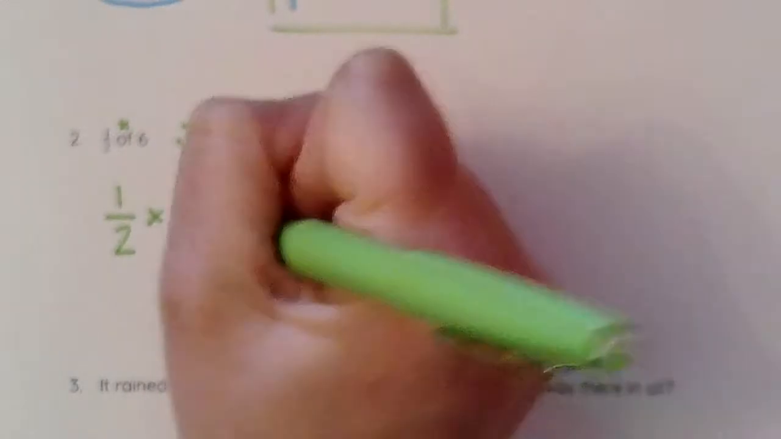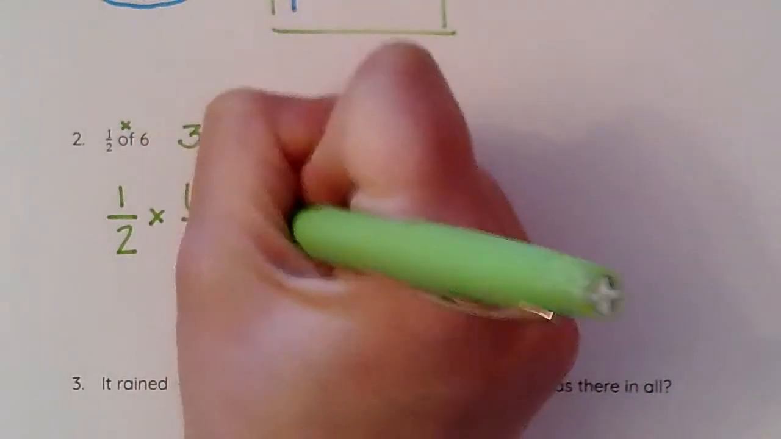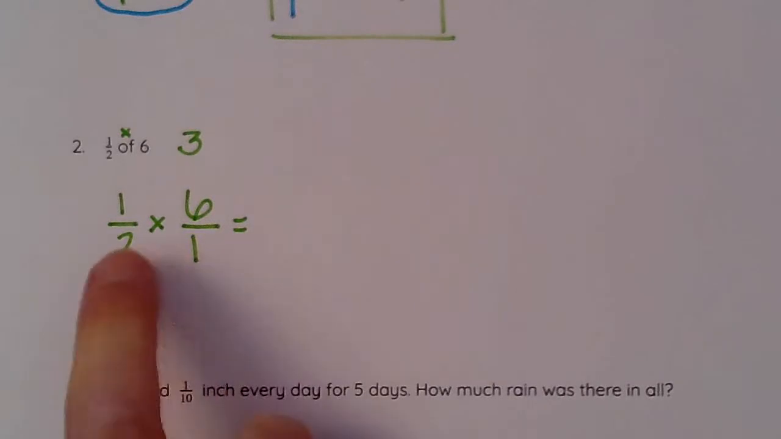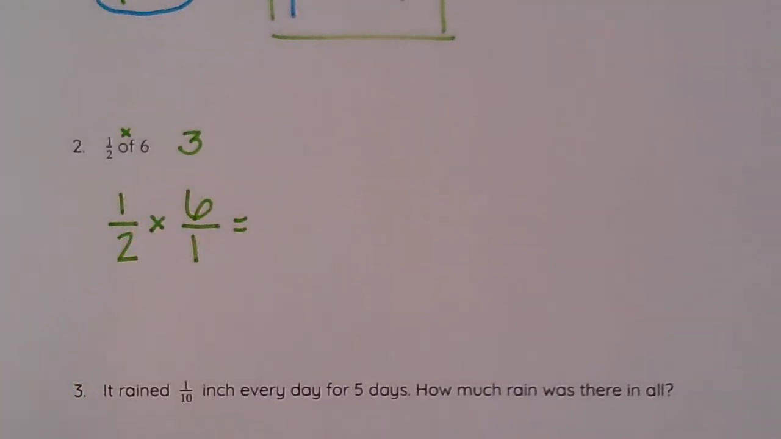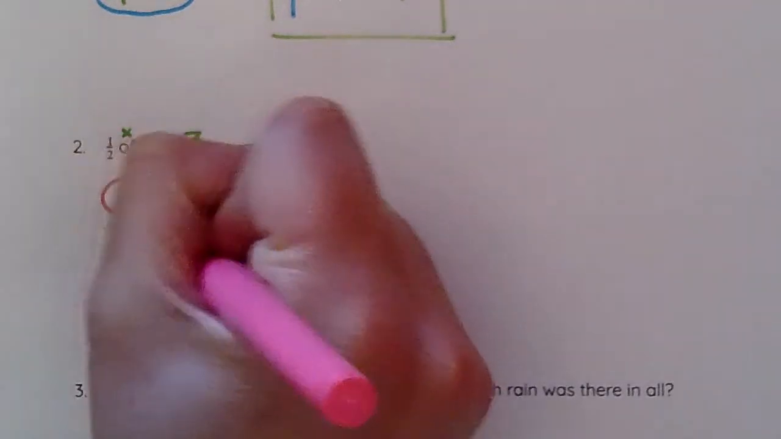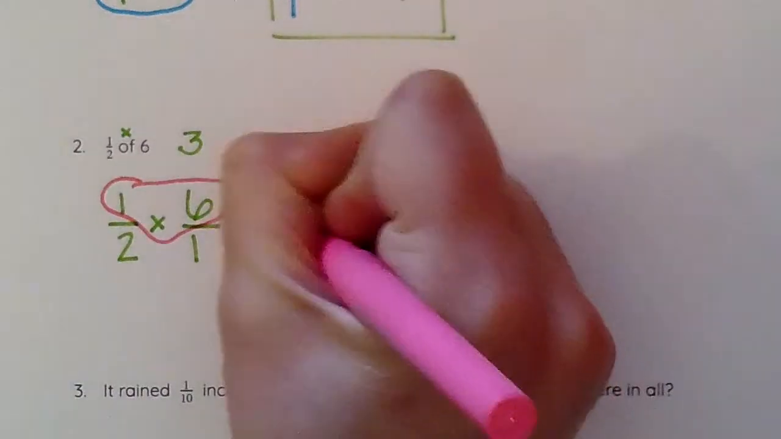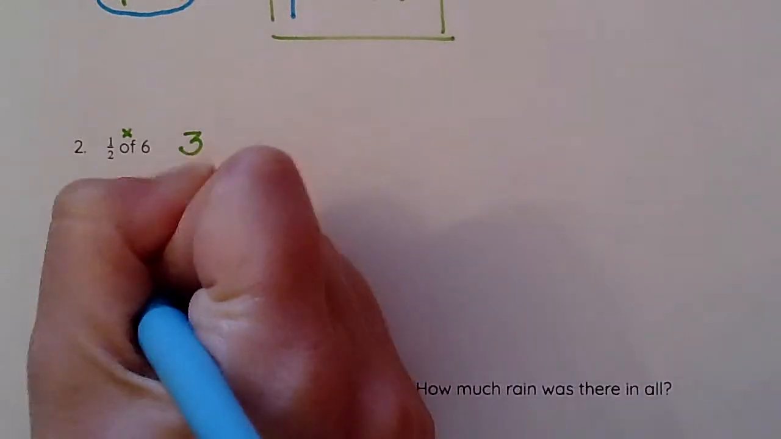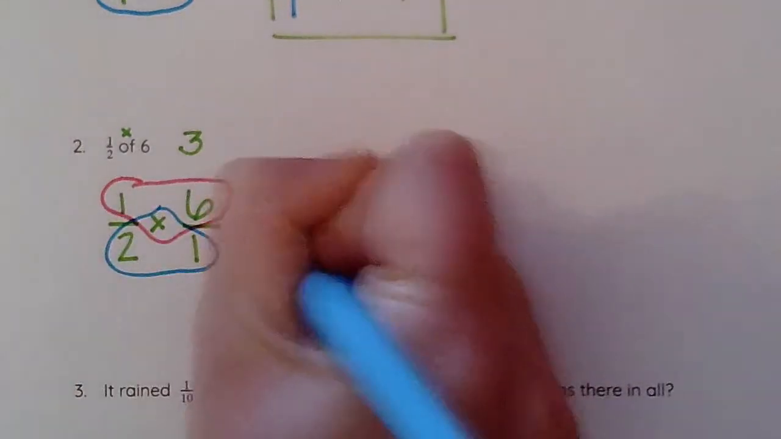1/2 of means to multiply, and 6. Now, once again, I am going to put 1 as my denominator. So I remember that my 2 is multiplying with 1, not to 6. And I go ahead and multiply across. 1 times 6 is 6. Multiply my denominators. 2 times 1 is 2.